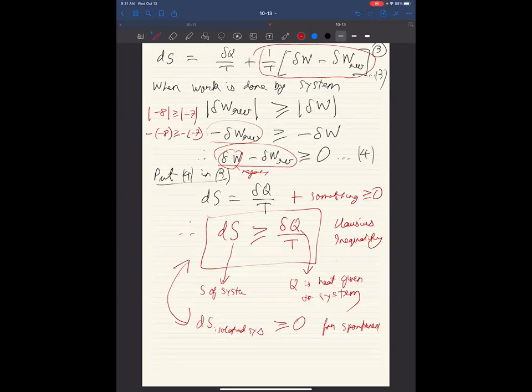When you're getting work out of a system, it applies this way. When you're doing work on a system, in order to drive the system from A to B, you have to do more work if you're doing it irreversibly. If you're doing it reversibly, you can get it done with less work.